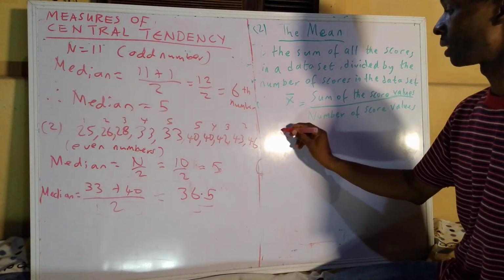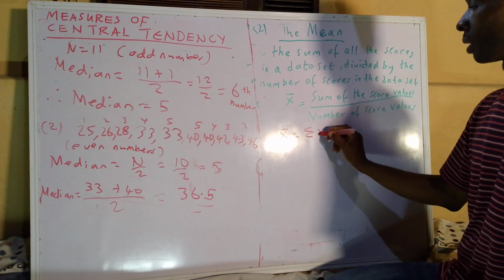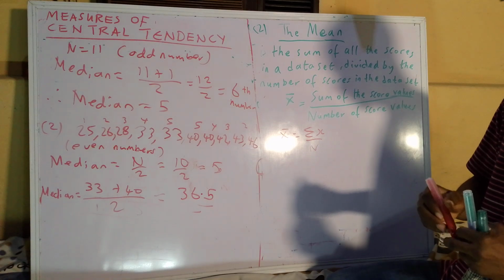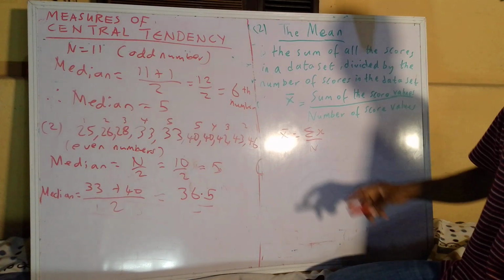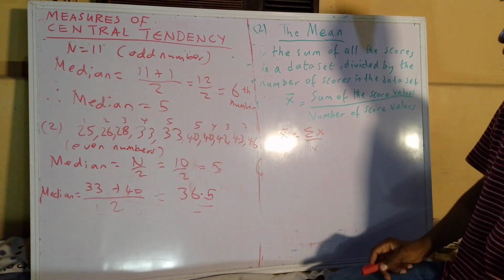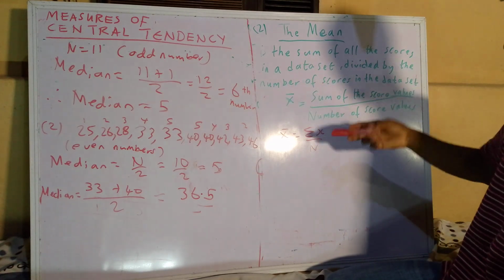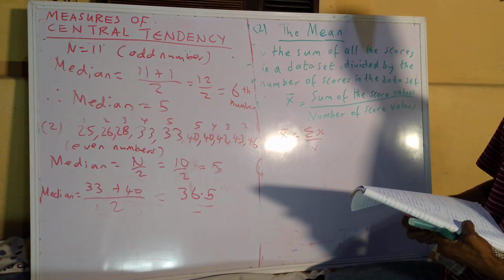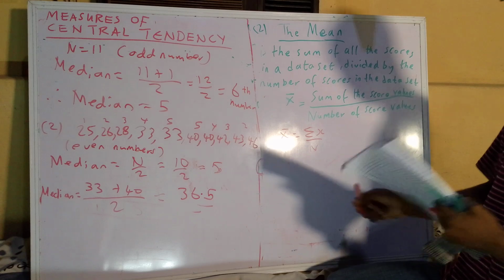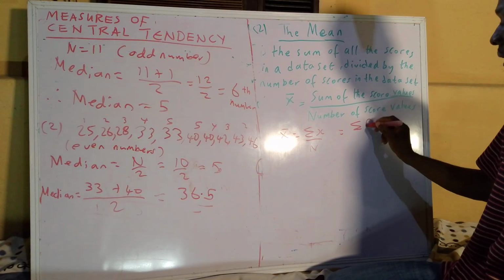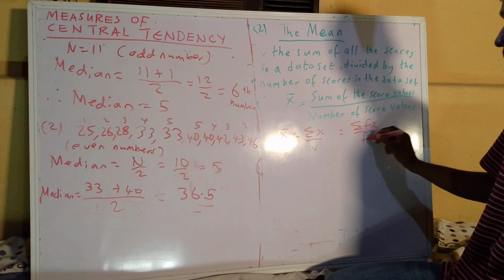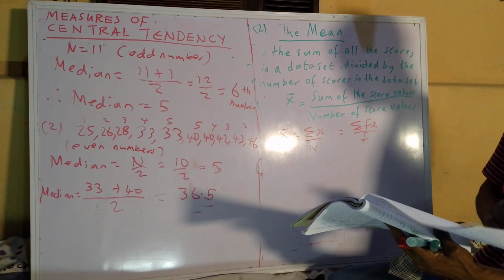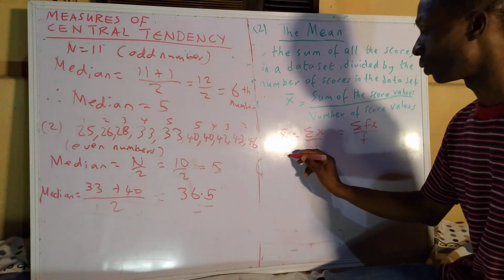You can represent it like this, where this symbol is the Greek letter sigma, representing summation of x, where x is the scores and n is the number of scores in the data set. Then it can also be presented with this also. So these are the two ways, the two formulas for calculating the mean. Examples.